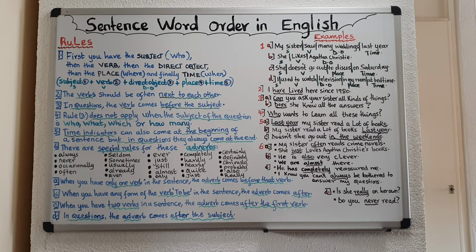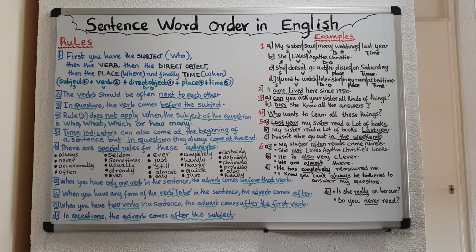So I hope rule number 5 is clear, okay? You want to start to construct a sentence in English. The time indicator, so the part of your sentence that answers the question when, can come at the beginning of a sentence or at the very end of the sentence. However, if you want to construct a question, then remember, time always comes at the end of the sentence. Let us move on to rule number 6.